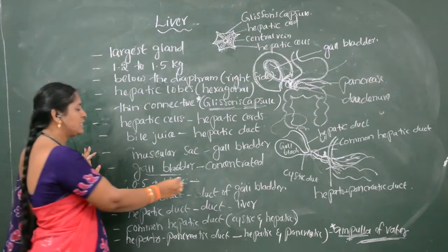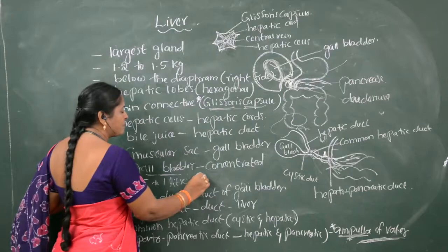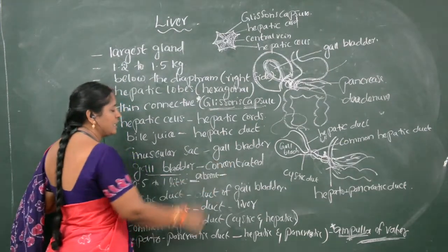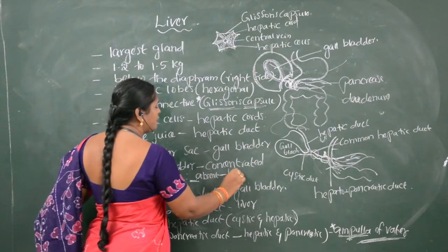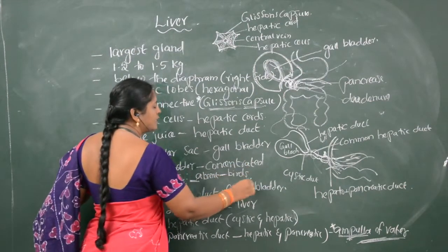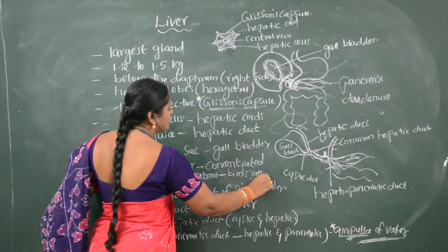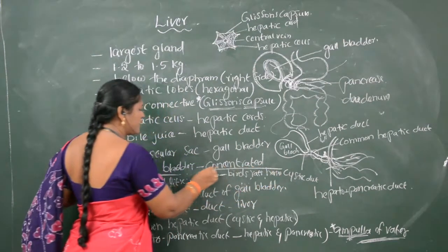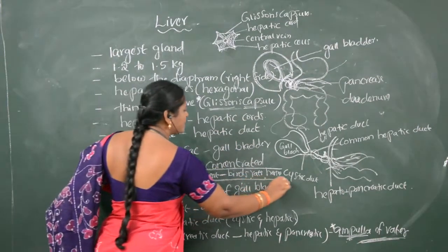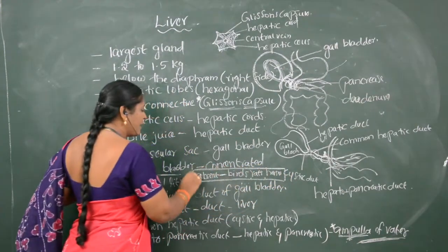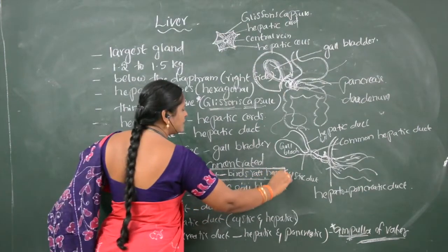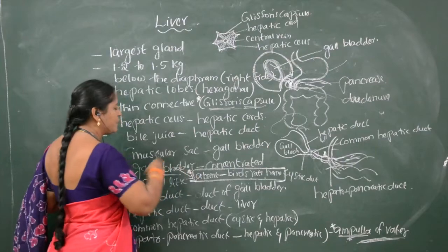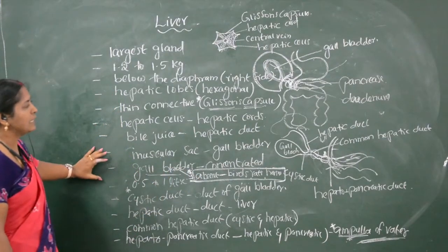In which organisms is the gallbladder absent? What is absent, children? The gallbladder is absent in birds, rats, and horses. So in these organisms, the gallbladder is absent. In which organisms is the gallbladder absent? Birds, rats. So this is about the liver.